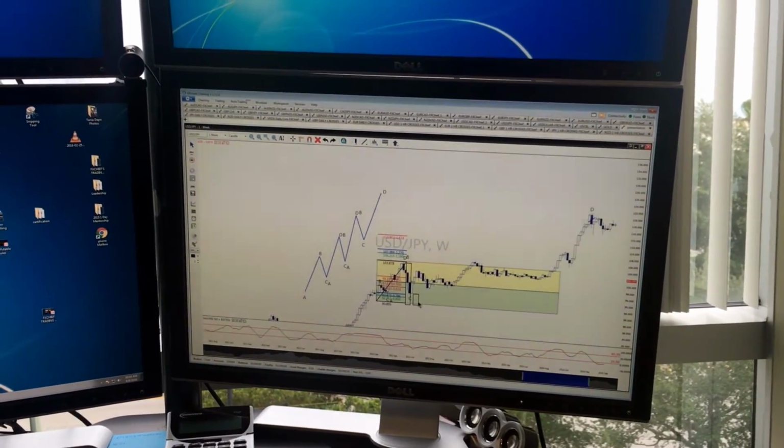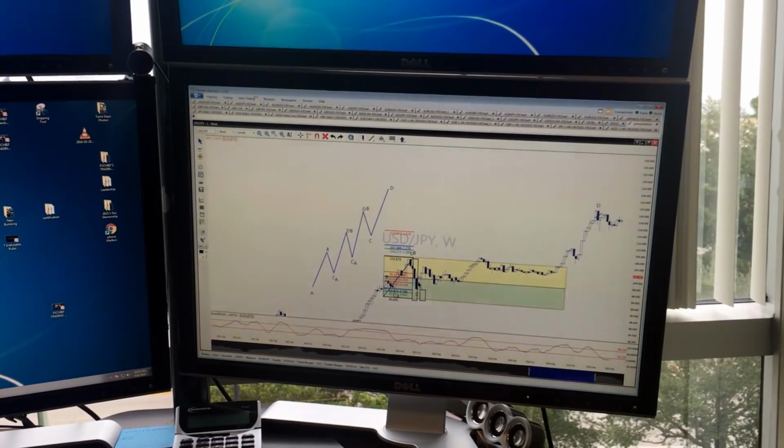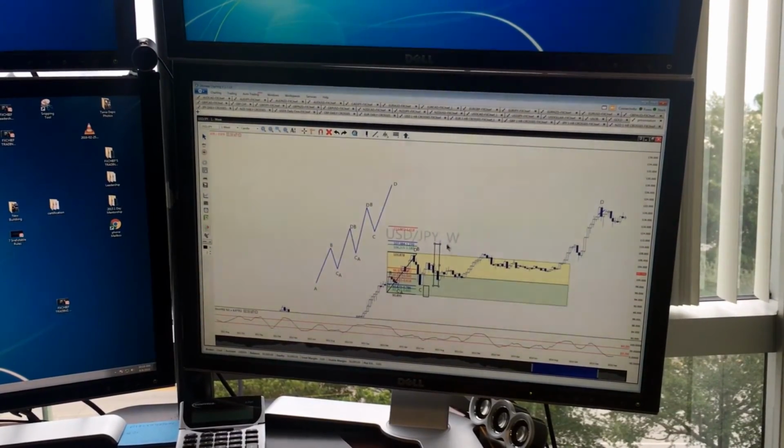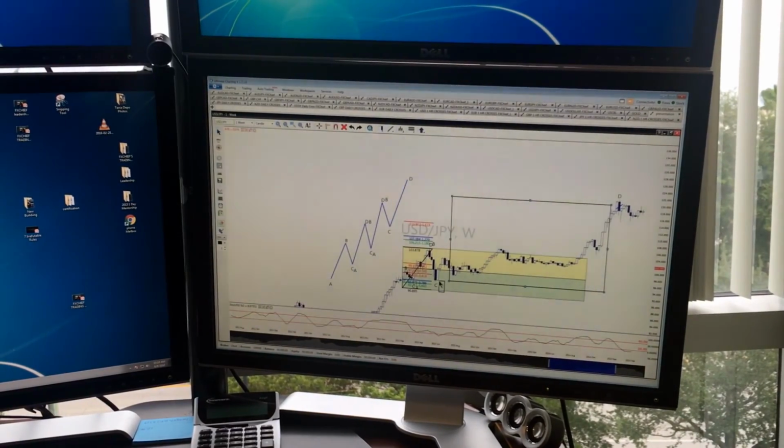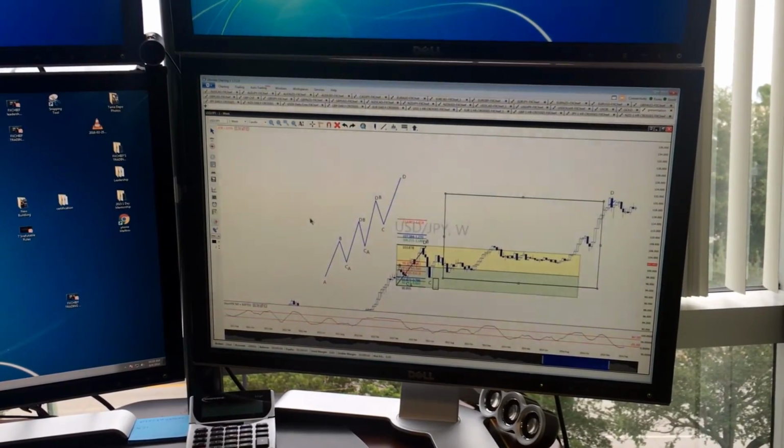Just like if I'm buying. Look at, here's my risk right there. But look at my reward. Wow, this is my reward all the way up here. This is like a 4-times risk-reward ratio.